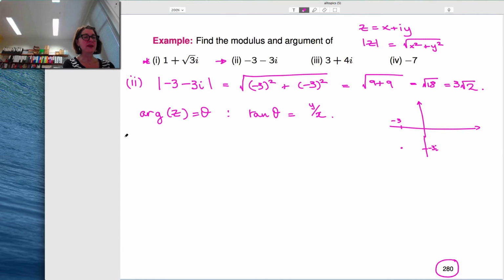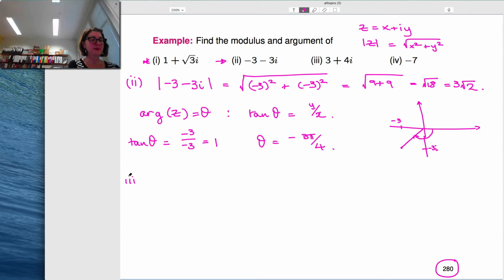And when we look at tan theta, it's y over x, so our y is -3 and our x is -3, so tan theta equals 1. But our complex number is in quadrant 3, so we're going around that way to get there. So theta should be equal to -3 pi on 4. Okay, so that's part 2.